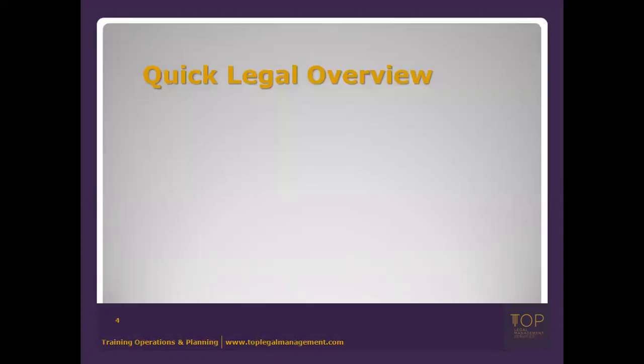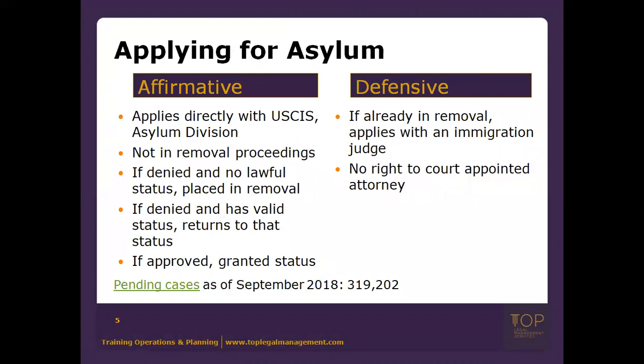I'm going to provide you with a quick legal overview. There are two ways that you can apply for asylum status, affirmative or defensive. Affirmative means that you apply directly with USCIS, the Asylum Division. It means that you're not in removal proceedings, and if denied and you have no lawful status, you will be placed in removal proceedings. If denied and you have valid status like F-1, tourist visa, or TPS, then you would return to that status. If you are approved, you are granted asylum status.